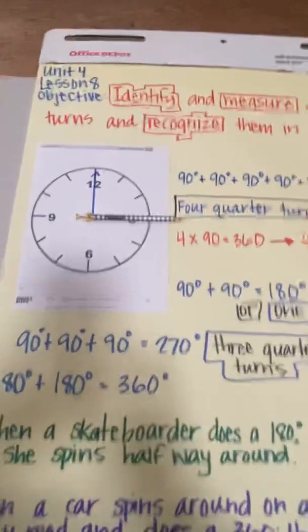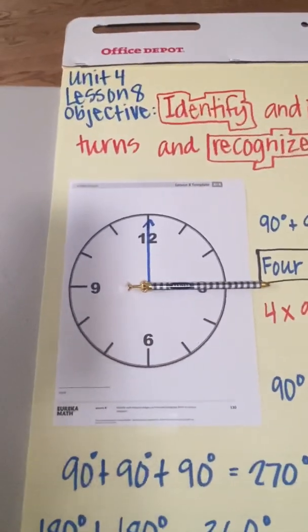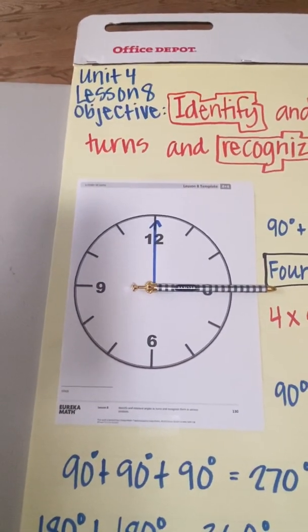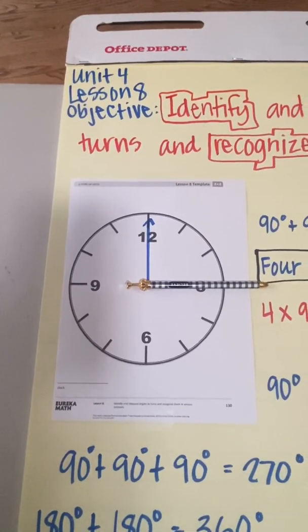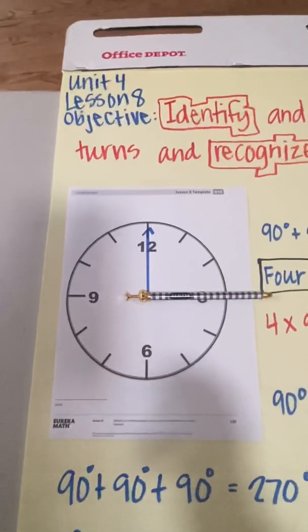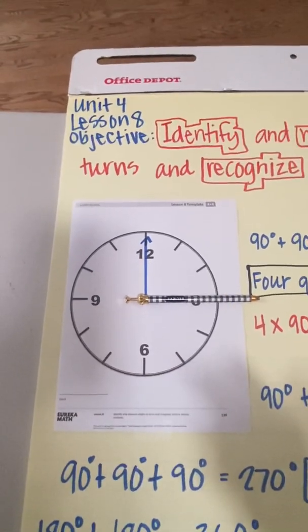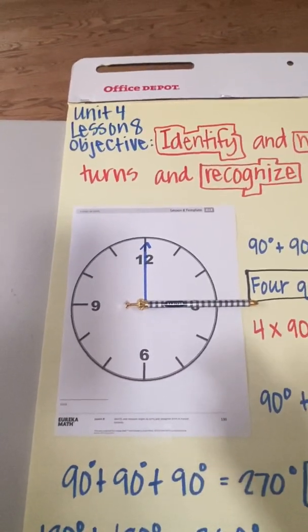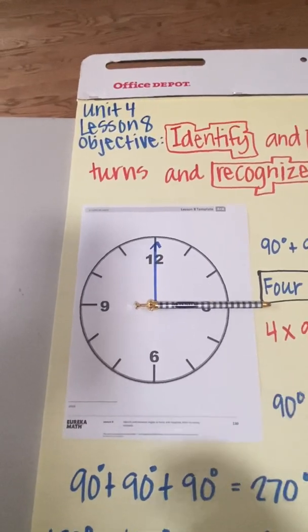So you can see, you will have this template in your practice book pages. It's a clock, something familiar. We can make our 45-degree angles on a clock. We can make our 90-degree angles. We could probably even make our 30-degree angles. Remember, those were our landmark numbers.